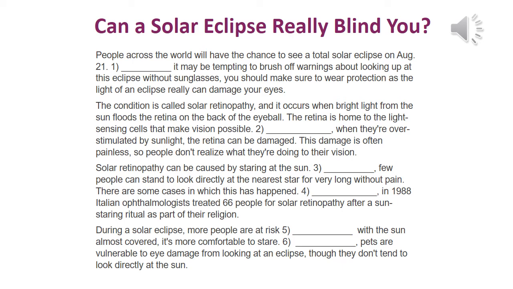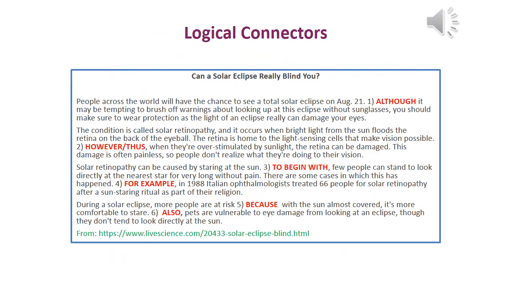Read the short text about solar eclipses and put logical connectors in the gaps you see. Here is the text from the previous slide with the logical connectors inserted. Notice how there are only 6 and each one has a specific function of creating connection between ideas.